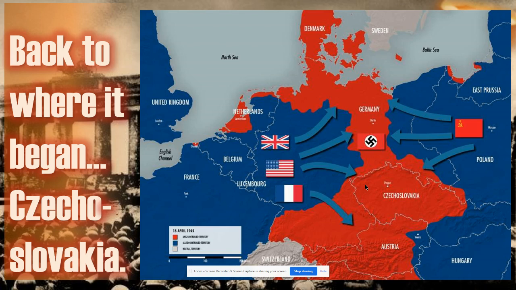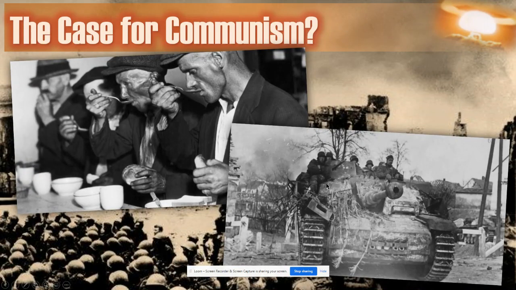Regions that were mostly occupied by the Soviet Union, but partially by the Western allies as well. And so with that in mind here, one thing to keep note, not just in Czechoslovakia, but everywhere else in Europe, there is a real case for communism. Remember, before the Second World War, the world was in a Great Depression, right?